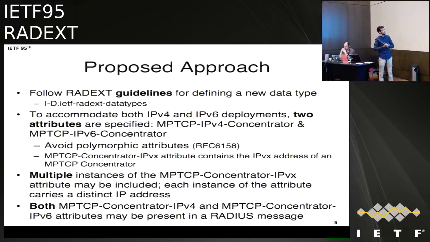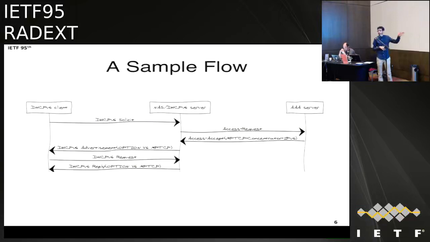There is nothing new there, nothing specific to the case. It's just to tell you how we are considering including this attribute in the architecture. So the DHCP server or the NAS function will contact the server. Then if the customer has subscribed to the service, we will convey to him the information about the MPTCP concentrator IPv4 or IPv6 addresses, that will be translated into a dedicated DHCP or DHCPv6 option, so that the CPE can use the information that we return to him.